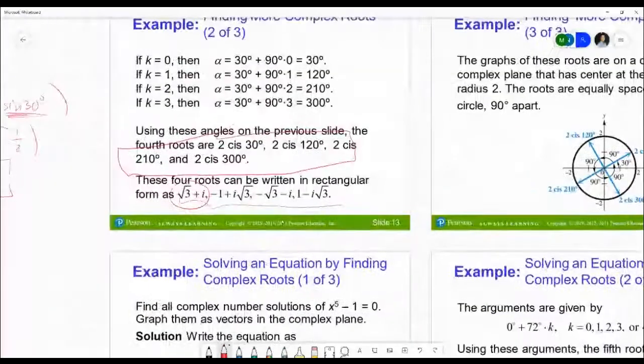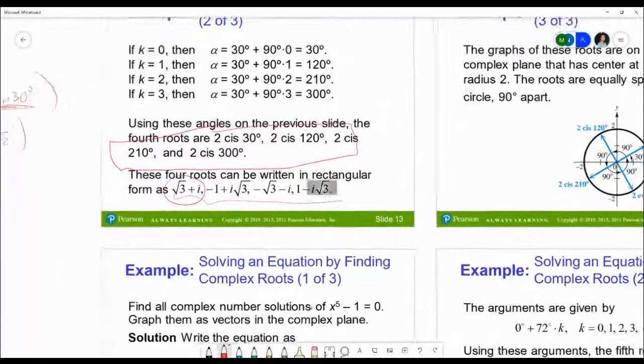All right, go ahead and do this example. Now we're talking about the fifth root.